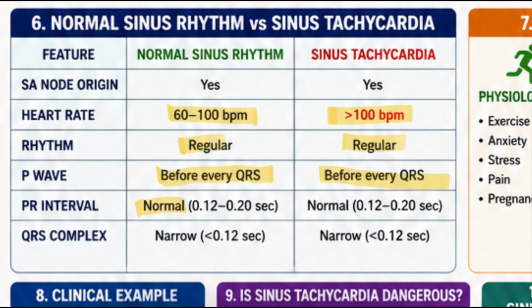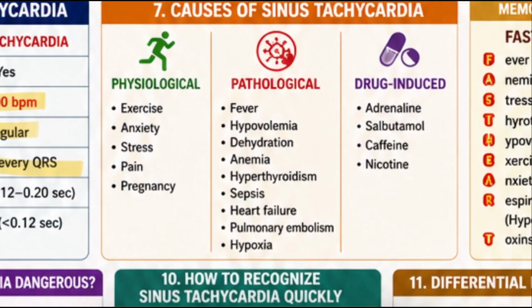So the PR interval will be normal, and the QRS complex will be narrow. So only one change, that is in heart rate. Okay, so 60 to 100 means that is normal sinus rhythm. If more than 100, it's a tachycardia, sinus tachycardia.